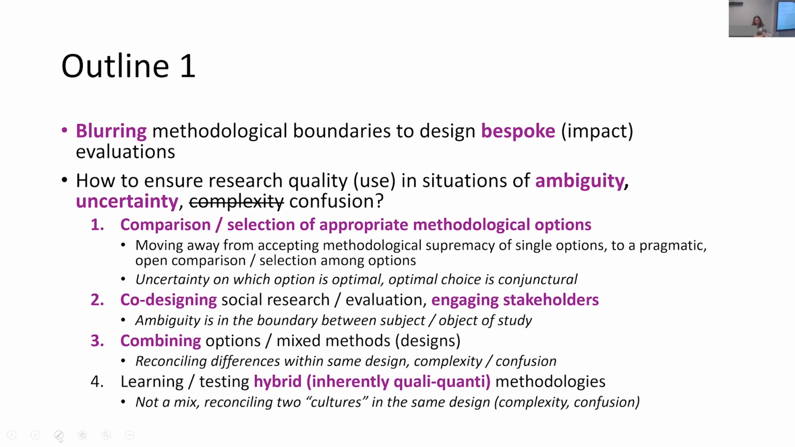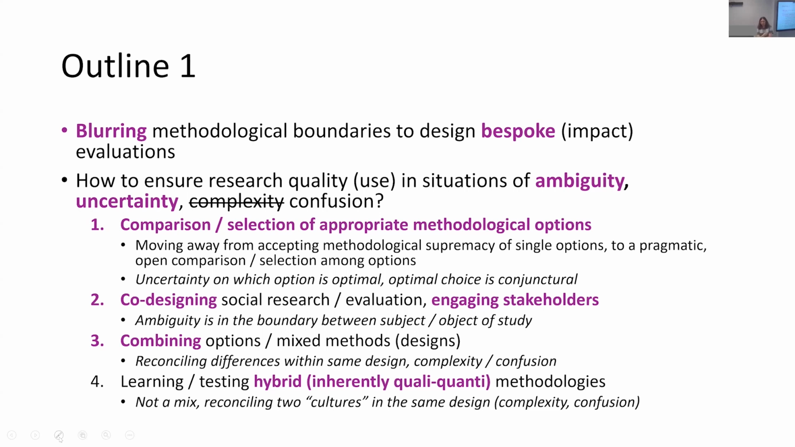So one is the selection of appropriate methodological options, or in other words, moving away from accepting the prevalence, I use this word methodological supremacy, which is quite strong, of single options to a more pragmatic, more open comparison and eventually selection among different options. And this creates uncertainty in the sense that it's not always clear. Actually, it's often not clear which option is optimal. So in a way, the optimal choice is not something static, but it changes depending on a number of factors. So the optimal choice is conjunctural in a way. So that's the first key theme.